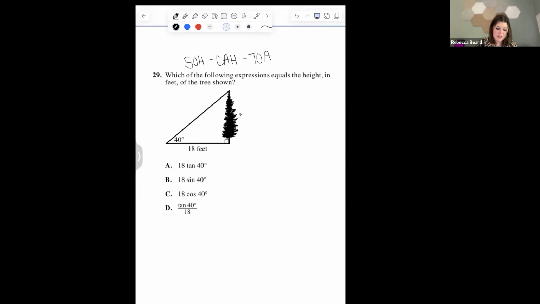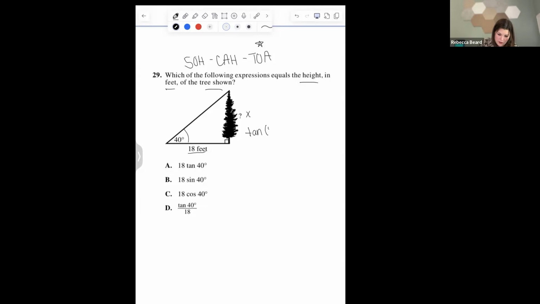So which of the following expressions equals the height in feet of the tree shown? What we know here is we have 40 degrees. We are looking for an opposite of 40 degrees. We'll call that X. And then we have an adjacent. So my first intuition is that we're going to need a tangent because we don't have the hypotenuse. We actually can't even solve for it. And what we are looking for is the opposite, and we have an adjacent. So tangent.